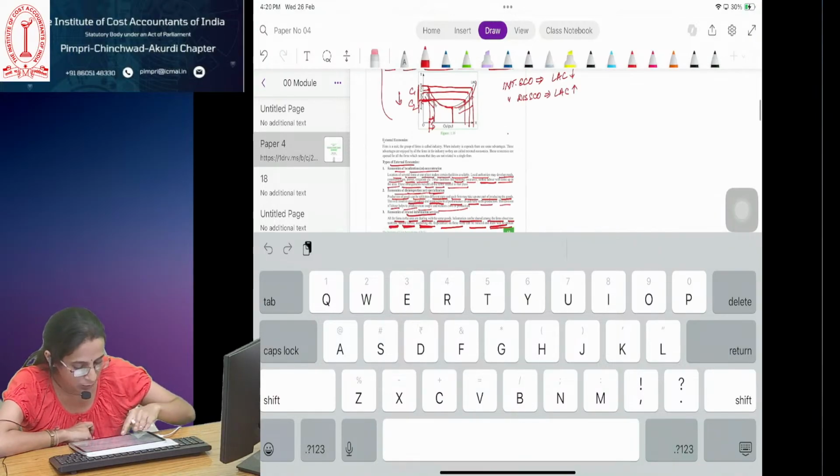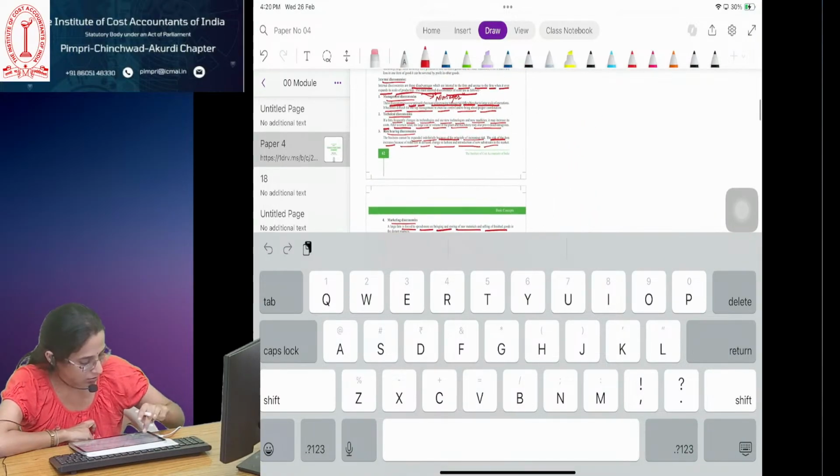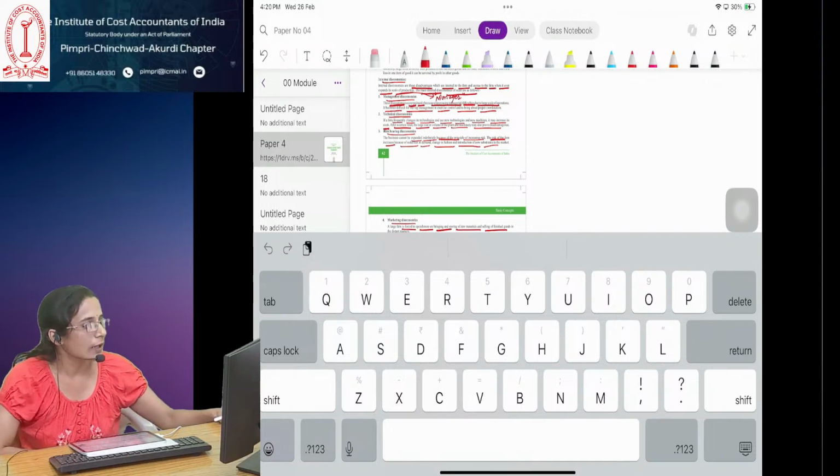Now we will see what benefits we will get. A minute here. This is hanging.